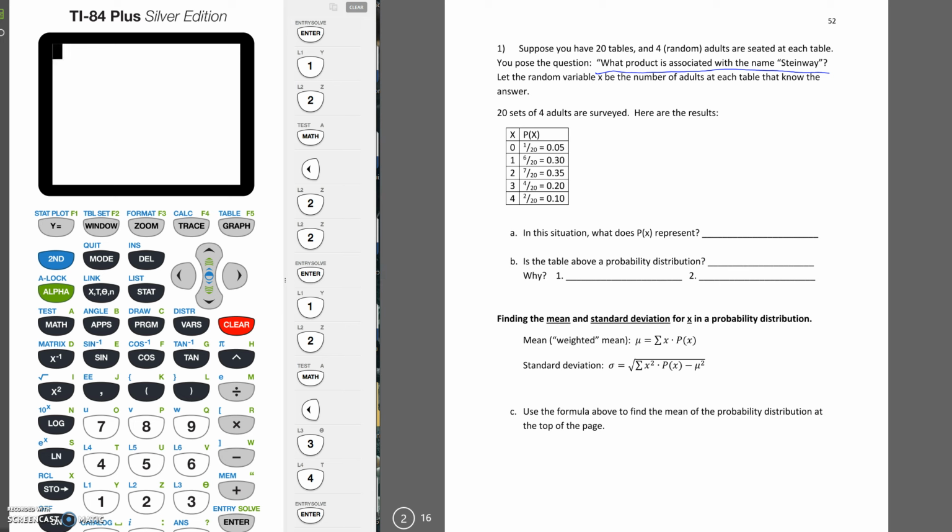Okay, so here are the results, if you actually did that. These would change based on the question and based on the situation, but just pretend you went around and asked them, and at 1 of the 20 tables, 0 people knew the answer. At 6 of the 20 tables, 1 person knew the answer. At 7 of the 20 tables, 2 people knew the answer, and so on. So x here is how many people at each table knew the answer. So P of x would be the probability that x people at the table knew the answer.